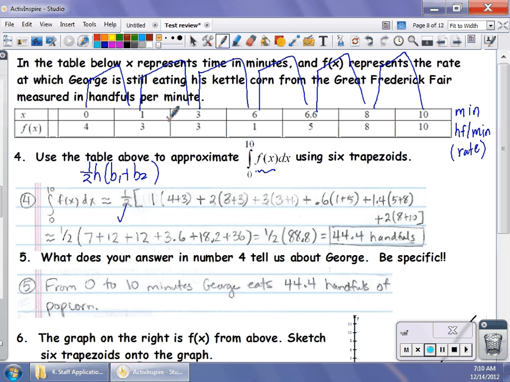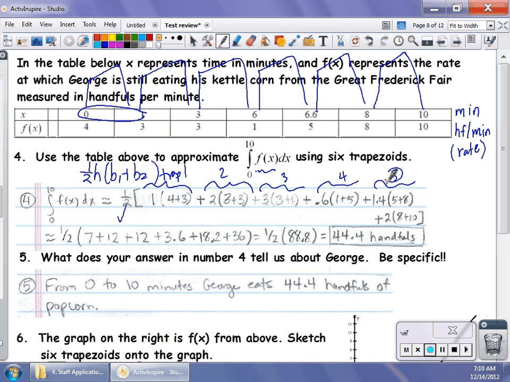So the first trapezoid has a height of 1. The second trapezoid from 1 to 3 has a height of 2. 3 to 6 is 3. 6 to 6.6 is 0.6. So you can see that we have varying heights, so we're going to have to set this up individually instead of having a common height. So my 1/2 is already in my formula, so this is trapezoid number 1. This is trapezoid number 2, trapezoid number 3, number 4, and number 5.